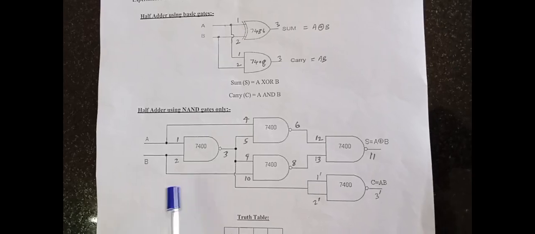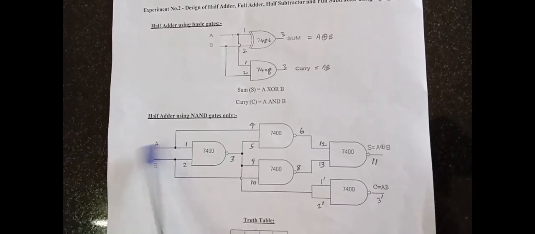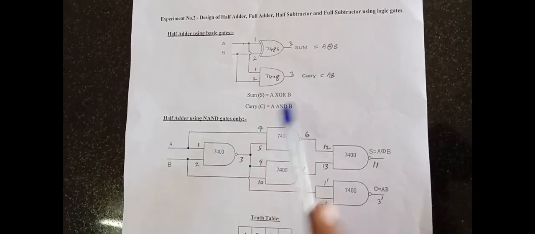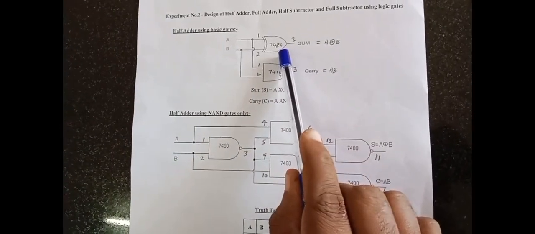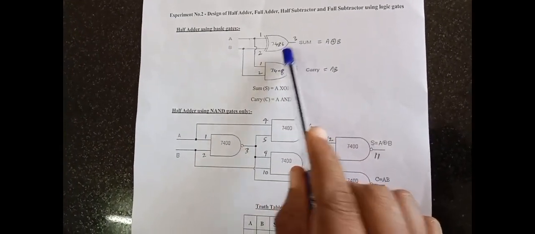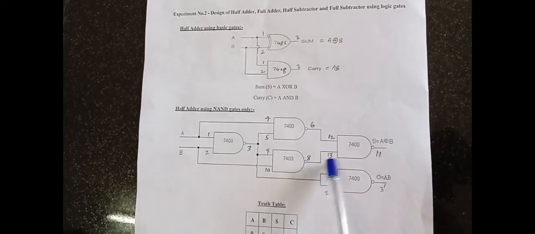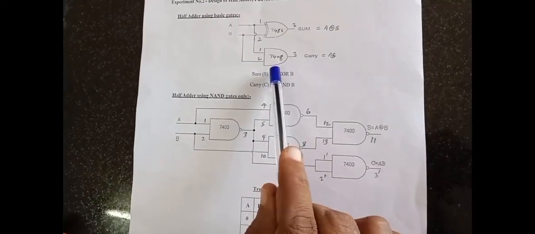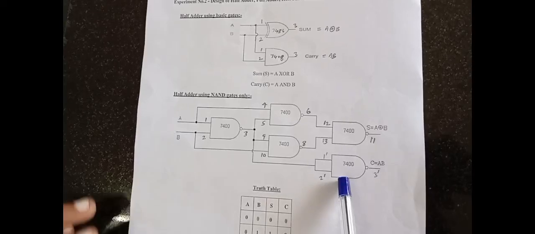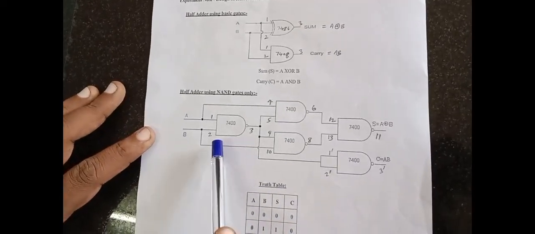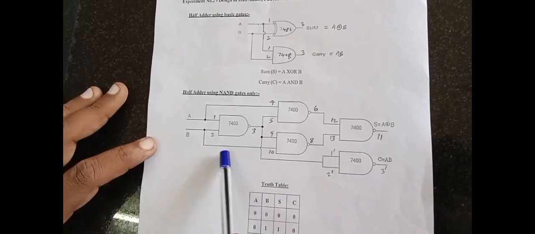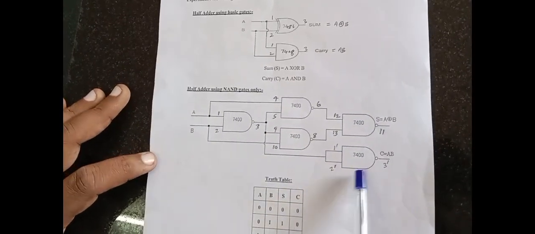Next, I am going to explain the half adder using only NAND gates. In this case, I am going to replace the IC 7486 with NAND gates. It consists of 4 NAND gates, and for the carry I am going to use one more NAND gate. Totally we need 5 NAND gates. In this operation, 4 NAND gates are from one IC, and another NAND gate from a second IC.